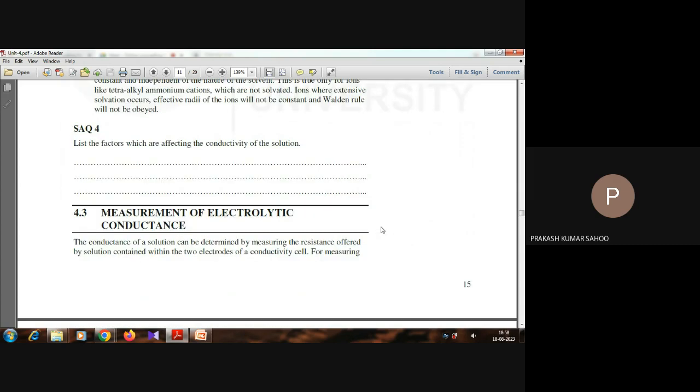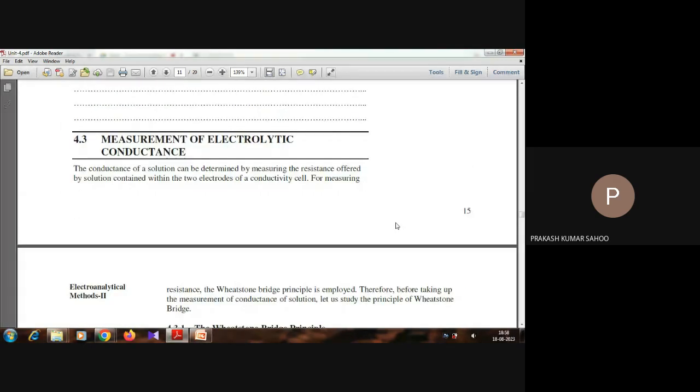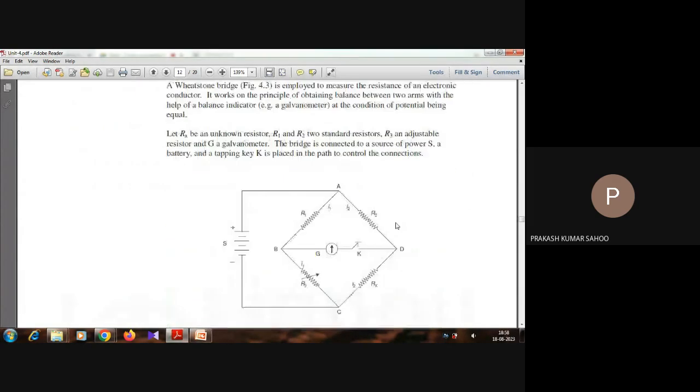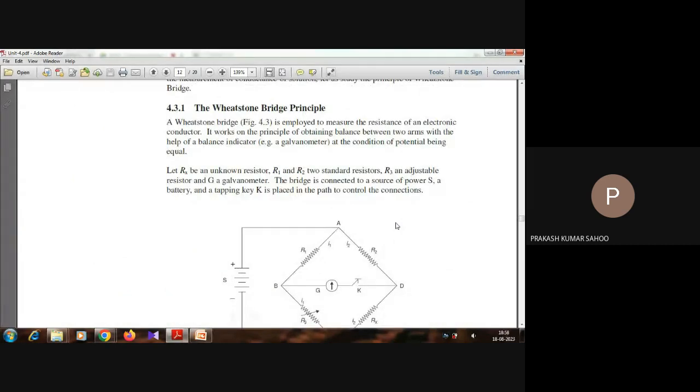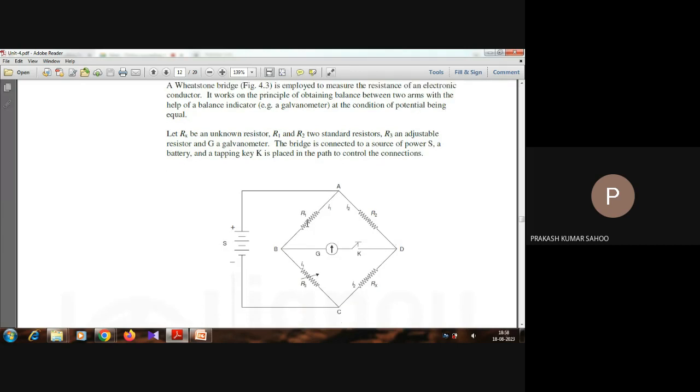Okay. So how do we measure electrolytic conductance? We have the principle, the Wheatstone bridge principle. We read this in our class 11 and 12 level physics. We have 4 resistors connected, and we have a conductometer here, a key here, and this is the power supply.